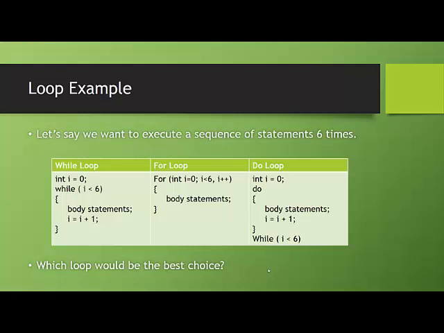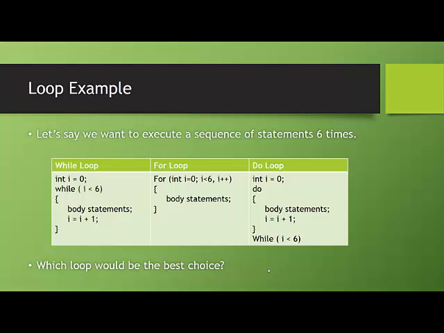In a for loop, to do this, we set our counter variable equal to 0, we have our test condition i less than 6, and we increment our index all in the for loop instruction at the top. And then we execute the body statements over and over and over again until i is equal to 6 or greater. In a do loop, we're going to set our counter variable equal to 0.